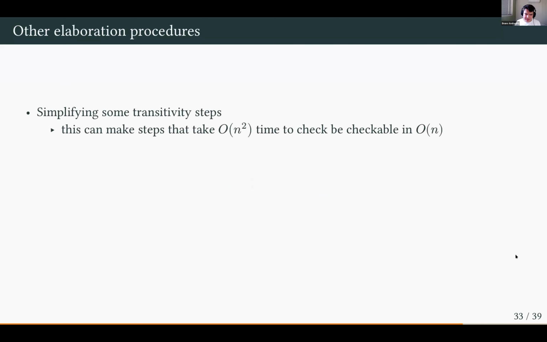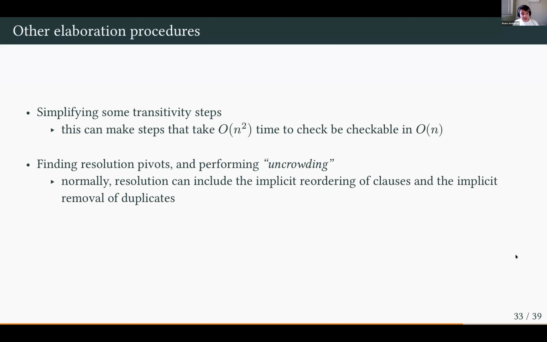So there are a bunch of other elaboration procedures that we do in Carcara. I'm not going to go into detail on all of them because it would take too long. But one thing we do is simplifying some transitivity steps. There are some steps which can take quadratic time to check, and after elaboration, they take only linear time. We can find the resolution pivots, right? Like I said, we sometimes have to infer the pivot to check the resolution step. So, why not just add those pivots to the proof when we're elaborating? So we do that as well.